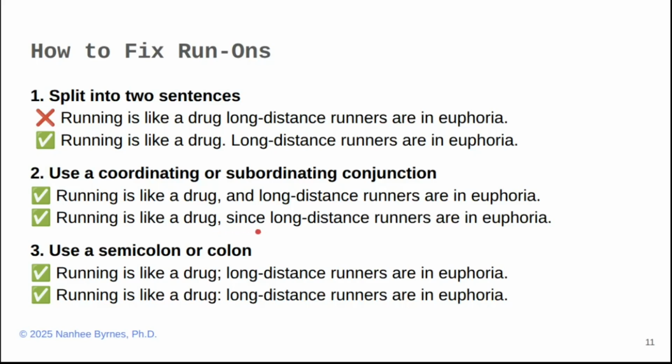3. Use a semicolon or colon. A semicolon works well when the two clauses are closely related. A colon is useful when the second part explains or expands on the first. Correct with semicolon. Running is like a drug; long-distance runners are in euphoria. Correct with colon. Running is like a drug: long-distance runners are in euphoria.